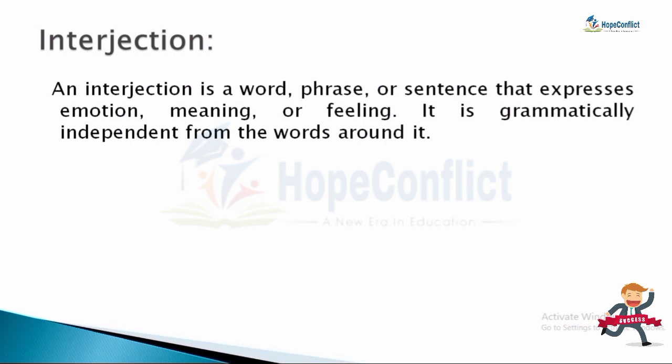Okay, now let's go with the examples. What is interjection? Well, it's time to say goodbye. So in this example, well is your interjection. Okay, is it independent from the rest of the sentence? Well, it's time to say goodbye. Is this a complete sentence? It's time to say goodbye? Yes, but well, it's time to say goodbye. So it is independent from the rest of the sentence. So in this example, well is your interjection.